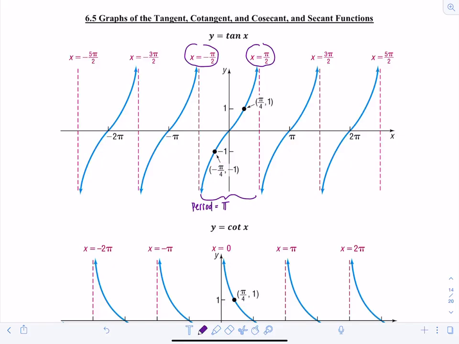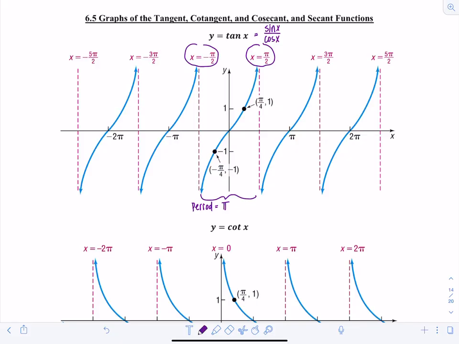Notice the graph of tangent will have a vertical asymptote everywhere tangent is undefined. So remember, since tangent is equal to sine of x over cosine of x, everywhere that cosine is 0 is where the graph will have a vertical asymptote. So think about it. Cosine is 0 at pi over 2, negative pi over 2, 3 pi over 2, 5 pi over 2, so on and so forth.